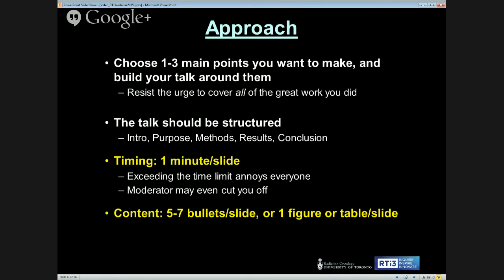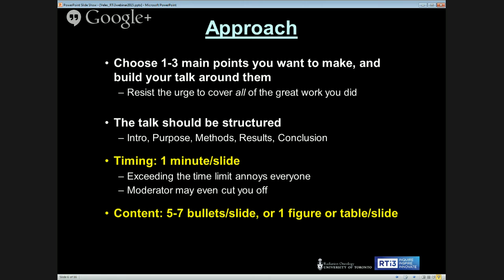In the vein of talking about time as well, exceeding the time limit is disrespectful to the people presenting after you as well as the moderator. And in some situations, I've even seen the moderator cut somebody off and they're not even able to finish their talk. So overall, I would say go for 1 minute per slide.